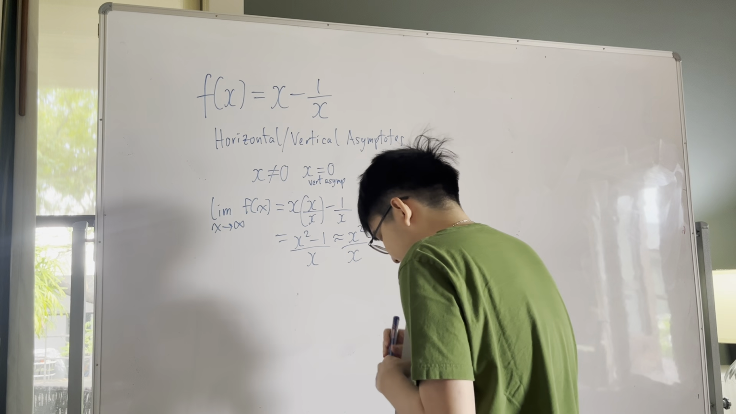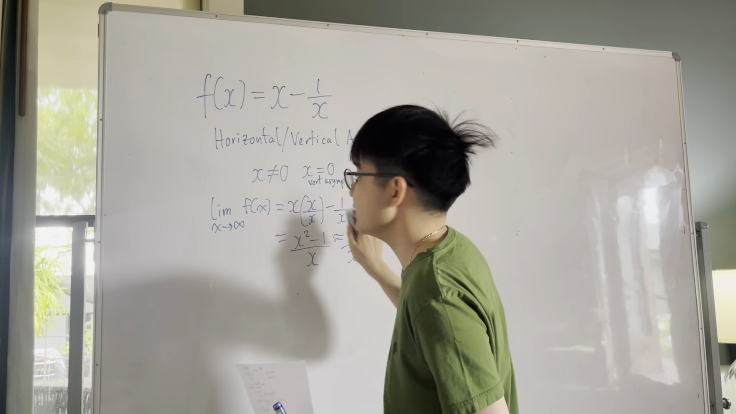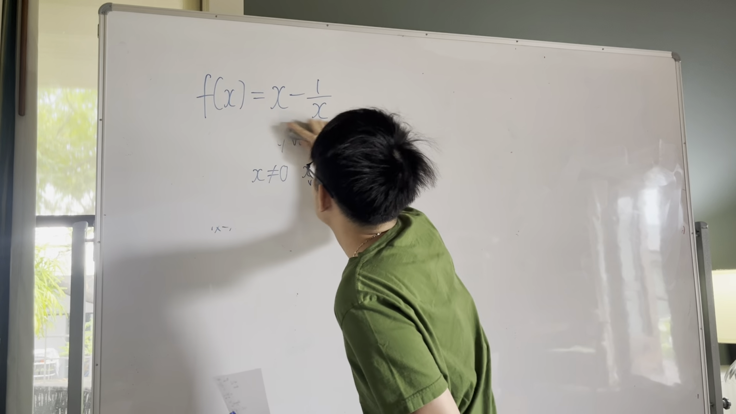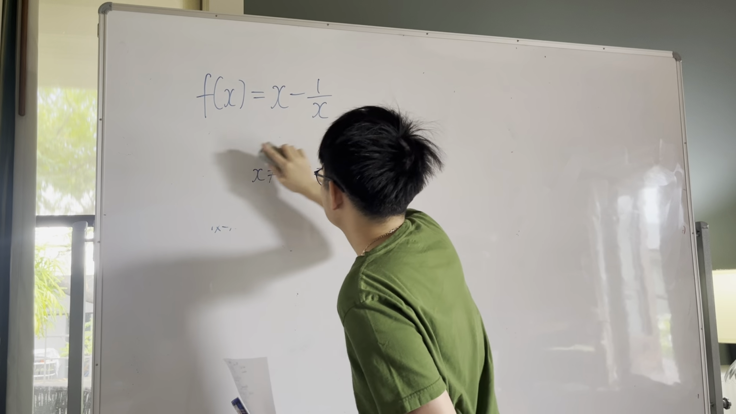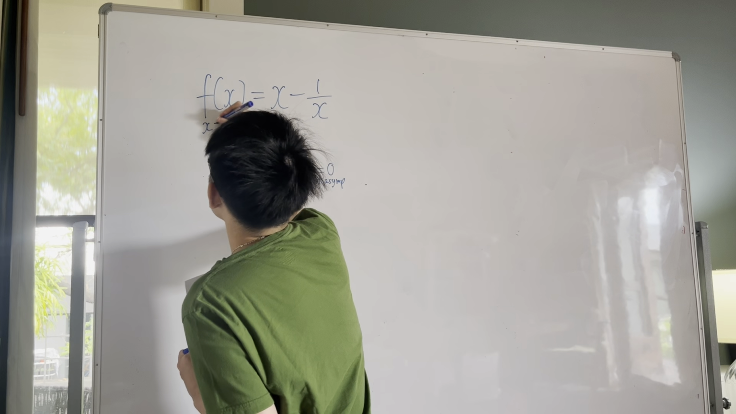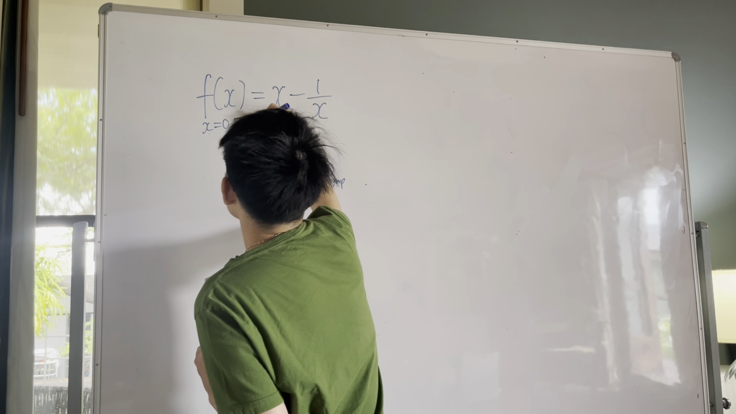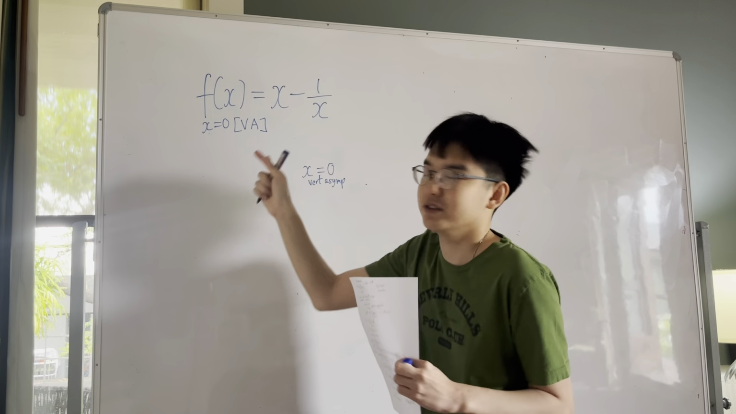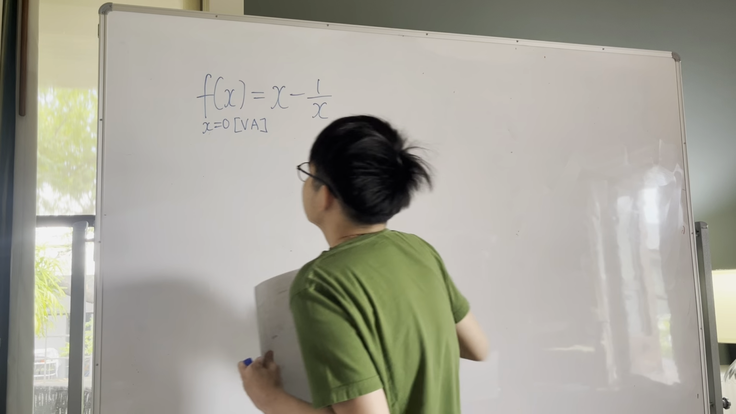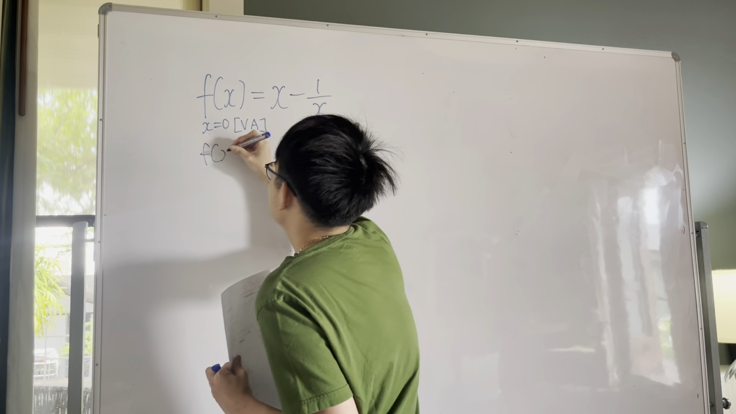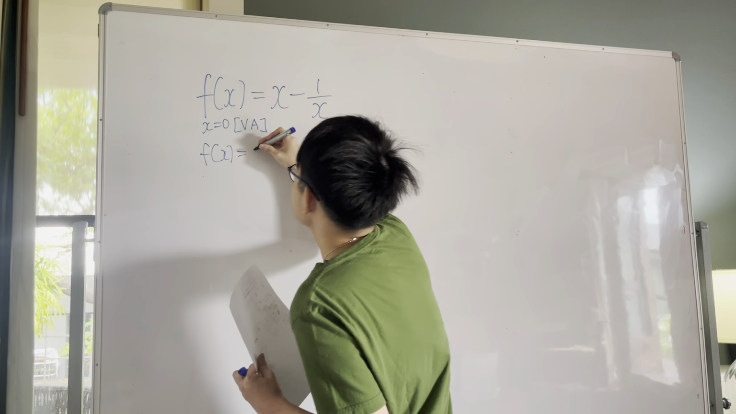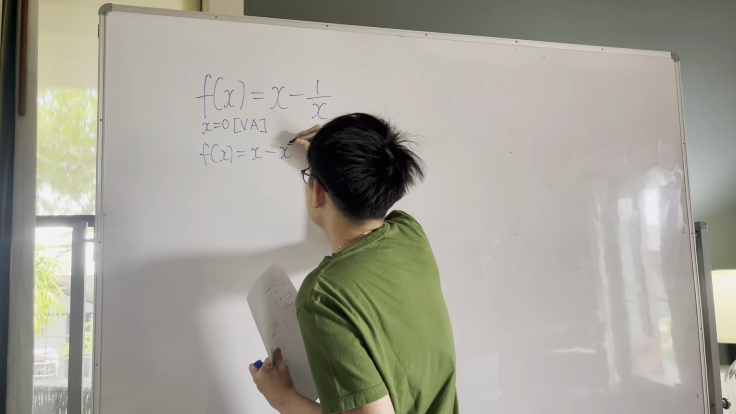Okay, let's go and write down this key part. Now we're going to do the calculus, which is take the derivatives of this function. VA stands for vertical asymptote here. In order to make this easy to differentiate, we'll convert it so that 1 over x is written in negative exponent form. So this will be x minus x to the negative 1.